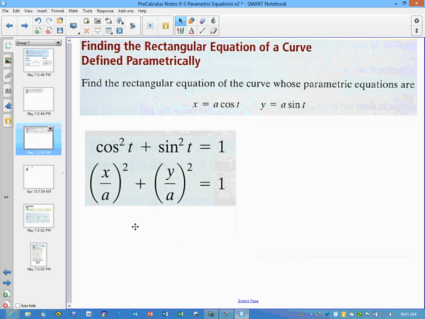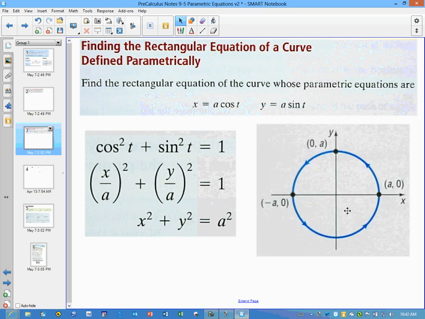I'm going to clear the fractions, multiply through by a squared. And this gives us something that we should be very familiar with. X squared plus y squared equals a squared. That will be a circle centered at the origin with a radius of a. And the graph of that would look like this. From the center, which is the origin, I have the points a comma 0, 0 comma a, negative a comma 0, and 0 comma negative a, although that one's not shown. And the last thing to figure out would be the orientation.